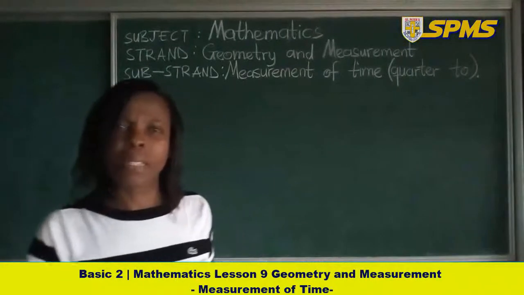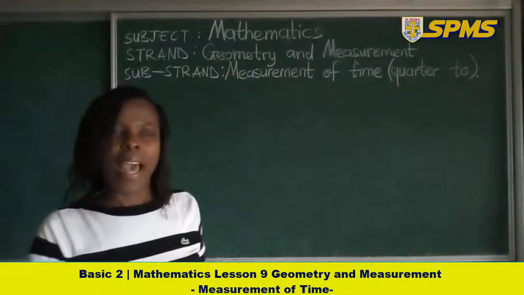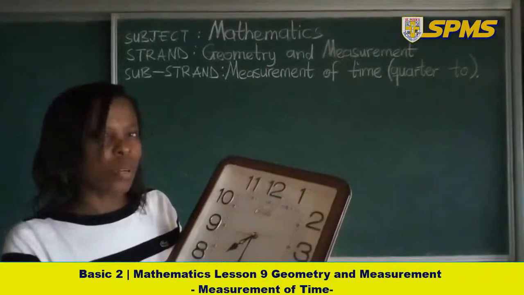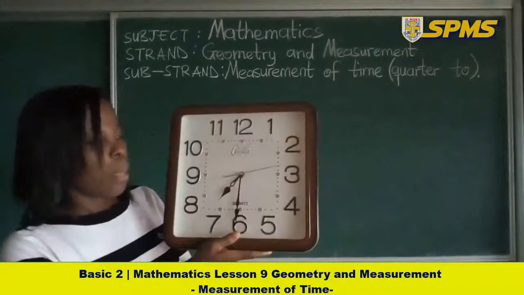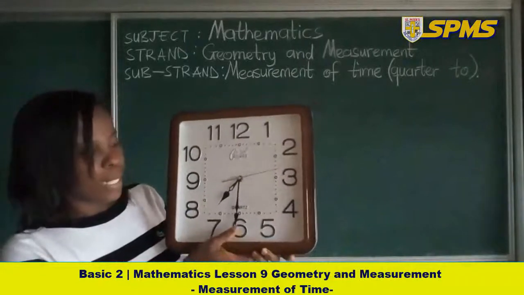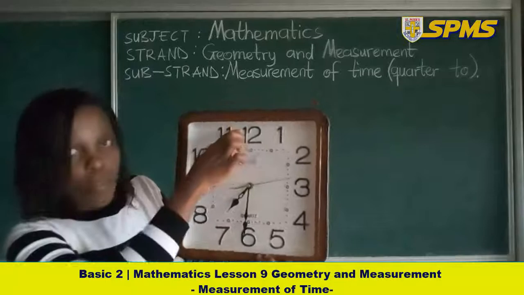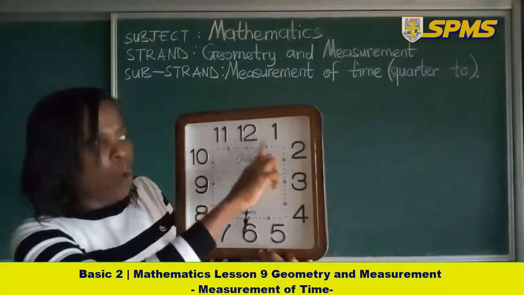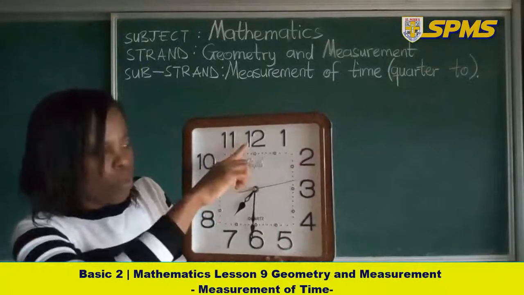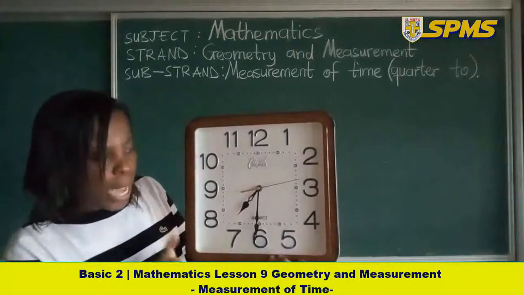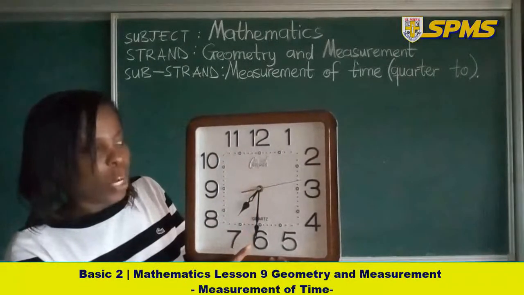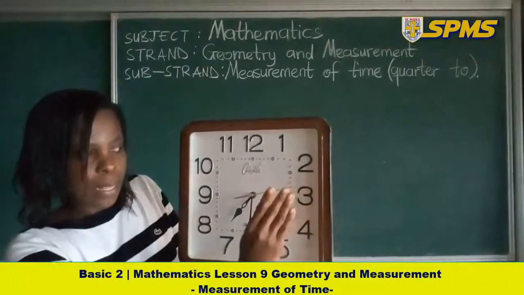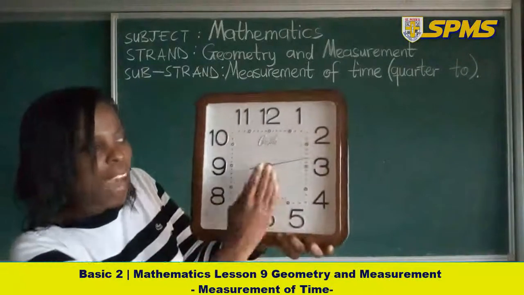Today we are going to tell the time by quarter to. How do we determine that? When we say a minute is quarter to, or an hour is quarter to, the minute hand will move from 6 towards 12. You remember we said when the minute hand moves from 12, it goes round about and comes back to 12. Good. So now the minute hand has divided the clock into 2 equal parts. That is why we are saying half past. So all this side is known as half past.